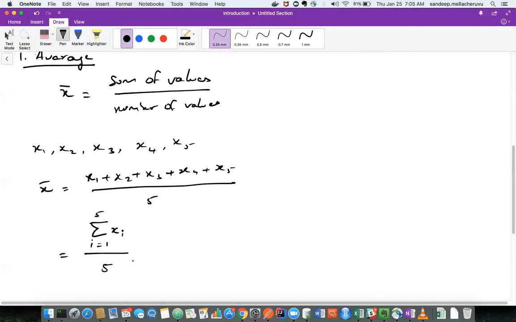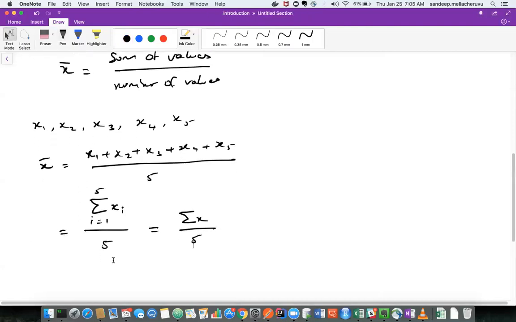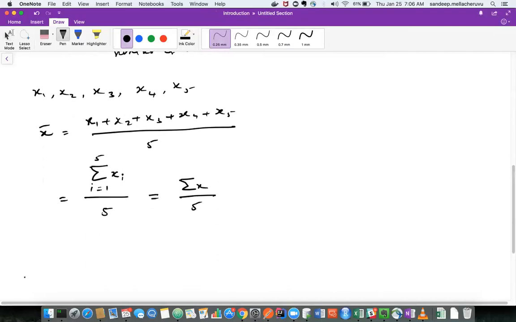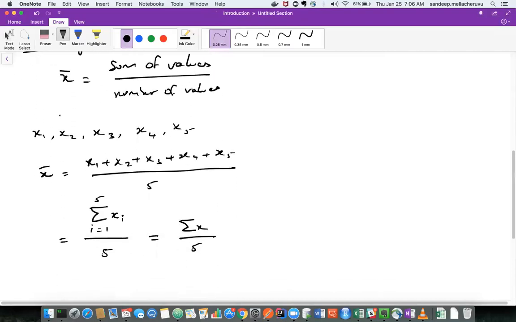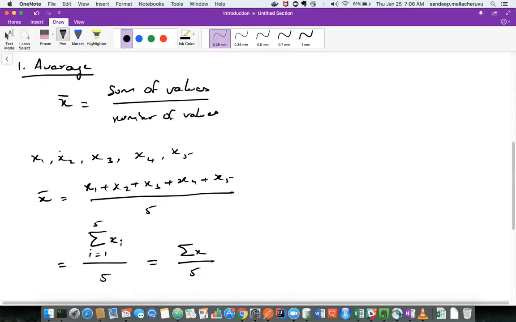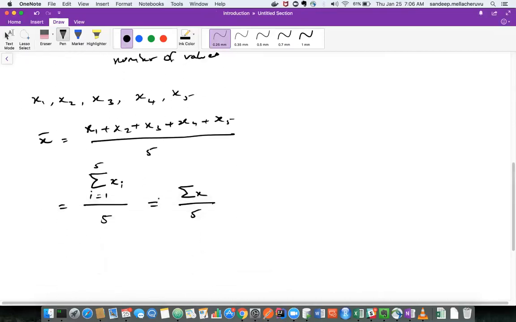In most cases, wherever I write sigma notation, I generally try to avoid writing where the subscript is ranging from. I generally write it as sigma x by 5. Is this clear? How to write the sigma notation? Yes, Sandeep. Okay, so that's how you can write averages in terms of sigma.